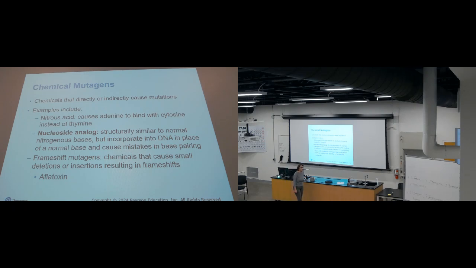And then we have nucleoside analogs that are man-made, like the drugs that we use, for instance, that are nucleoside analogs to stop viral replication. And then we also have some toxins derived from fungi, like aflatoxins, that are actually frame shift mutagens that can cause deletions and insertions. And these aflatoxins are known to cause liver cancer.